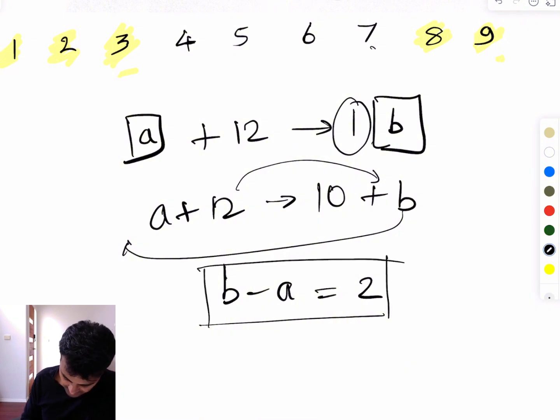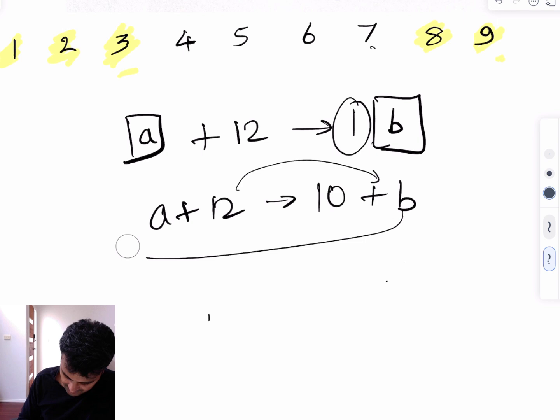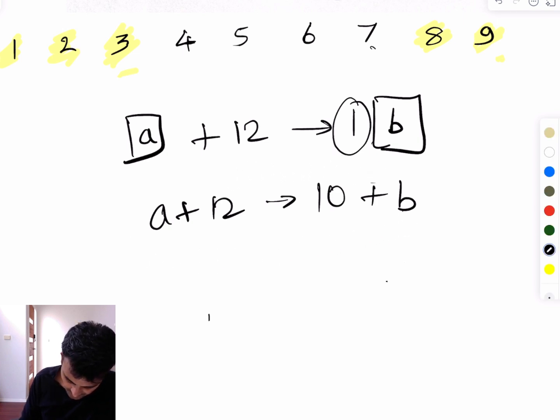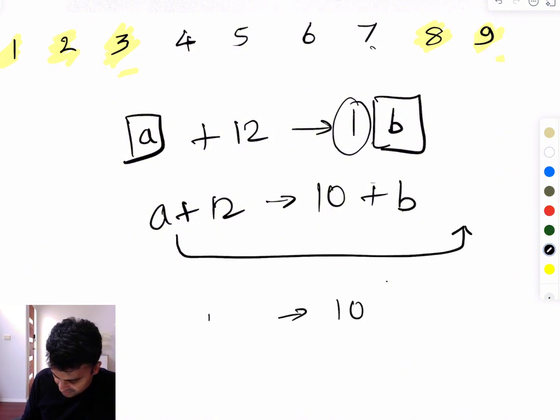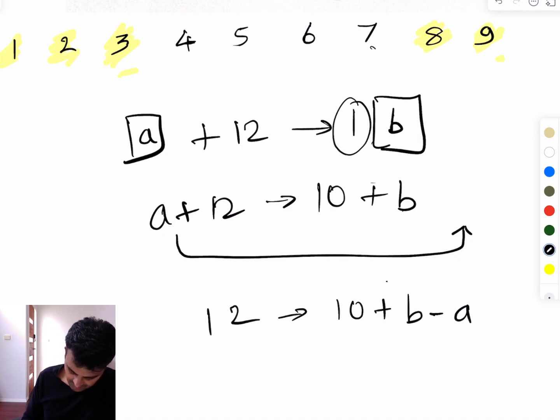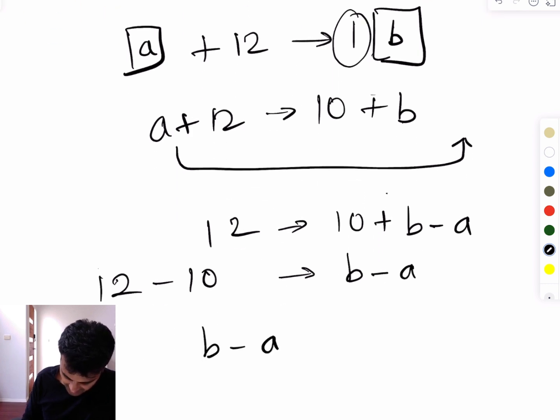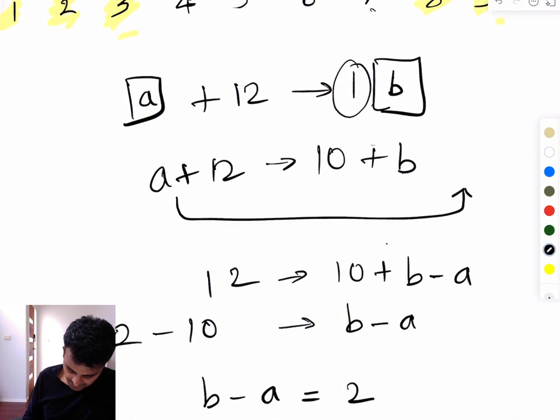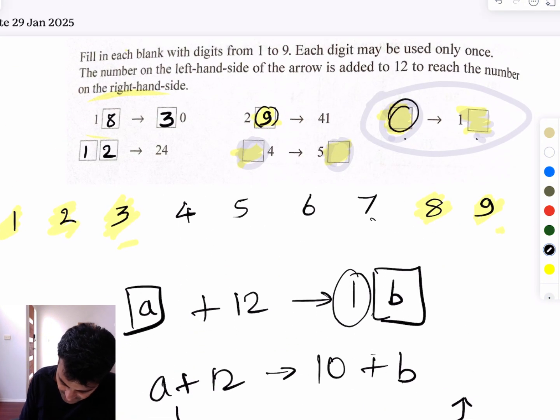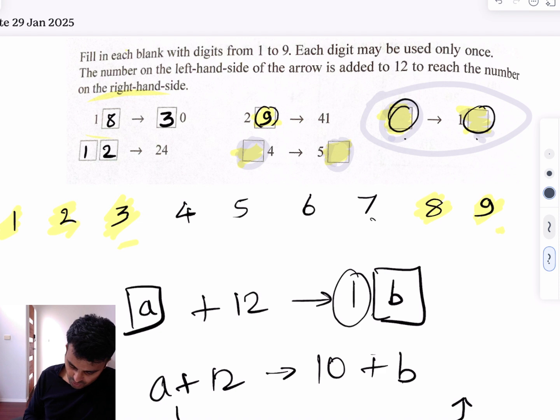So what we are doing over here is, I'll erase this. I'll go step by step. We'll move this A over here. If we subtract A from both sides, it becomes 10 plus B minus A equals 12. And if we subtract 10 from both sides, it becomes this. So which means B minus A equals 2. Okay? Which means the difference between these two is 2.